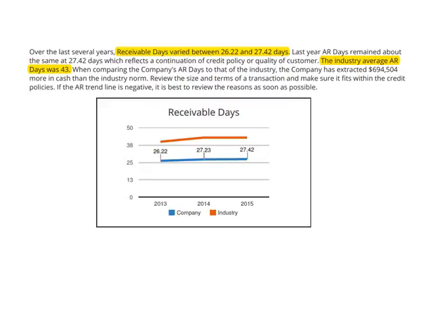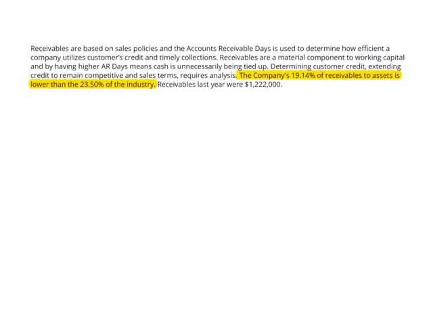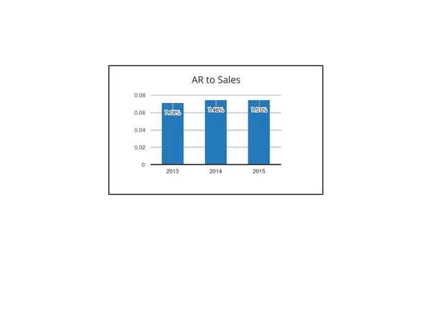The narrative discusses the range of AR days for the company and the industry. One of the graphs on the bottom of the page displays this information graphically. Specific ratios and other relevant industry and company data related to accounts receivable are discussed on this page. There's also a graph showing the AR as a percentage of sales.